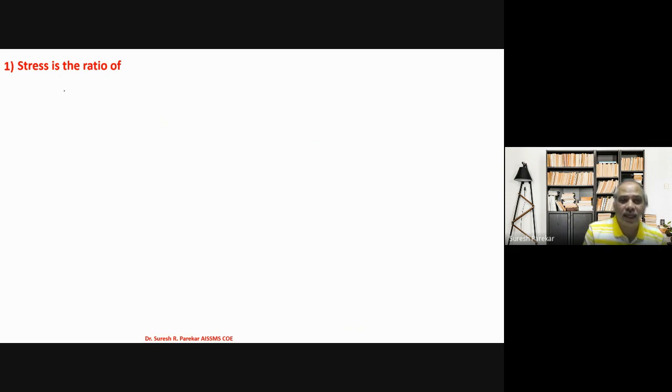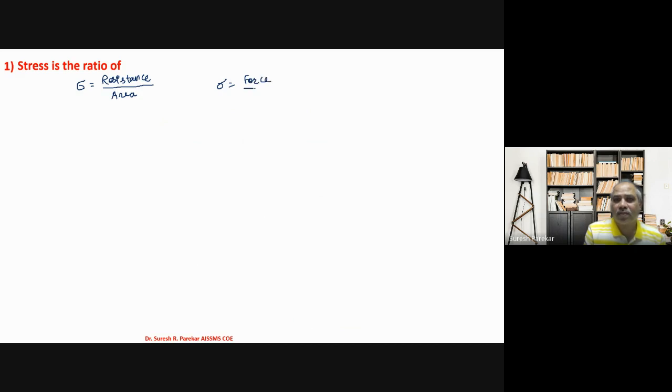Now, the exact definition of stress is resistance upon area. This is our real definition. If we have this option, then we have to tick resistance upon area. If we do not have this option, then only you can go for force upon area.